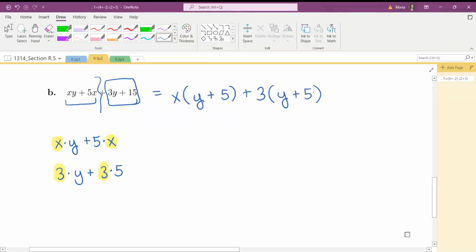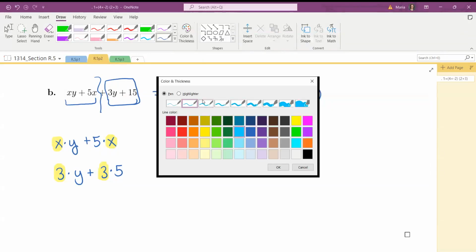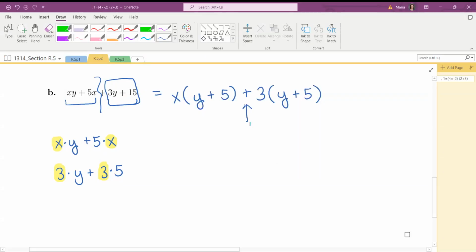So again, we started with 4 terms. We made two pairs of two terms each. We went to each pair, took out the common factor, and wrote what's left. And that's where we are right now. We're not done. Before I move on, I want to make sure you understand this plus sign right here is absolutely necessary. Let me kind of color code this here.